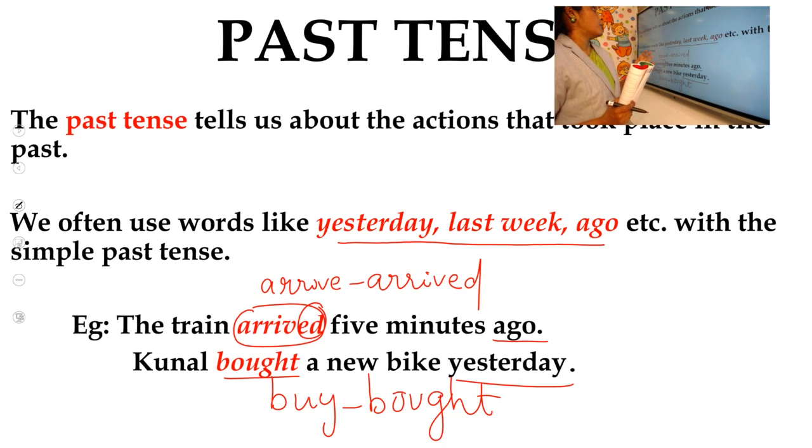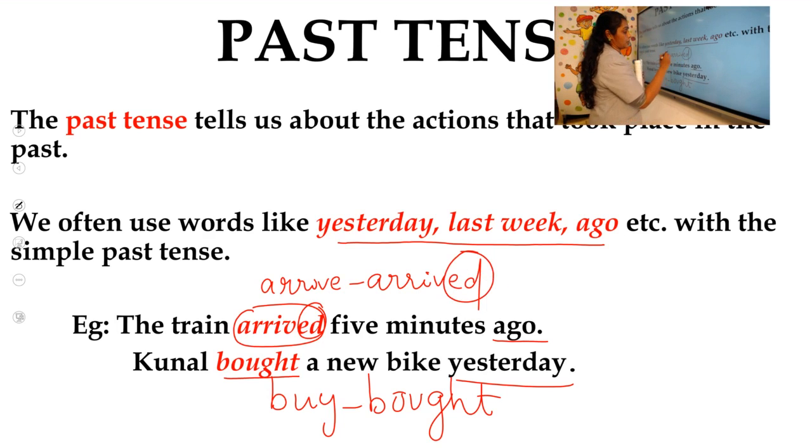So once again, past tense tells us about the actions that took place in the past, and we often use words like yesterday, last week, ago with the past tense. Listen carefully, the verb always we use the past tense of the verb. Here the train arrived, so we use the ed form. This is the past tense. The train arrived 5 minutes ago. I told you yesterday, last week, ago.